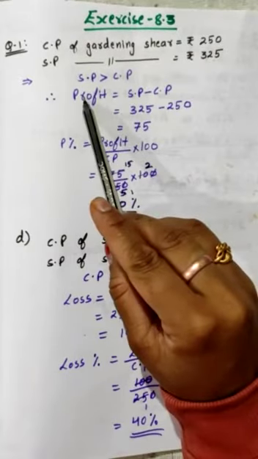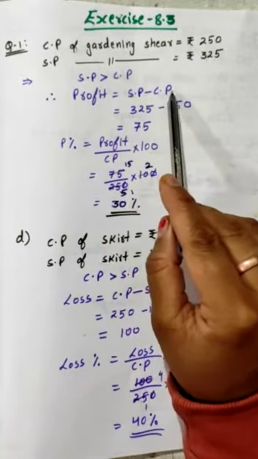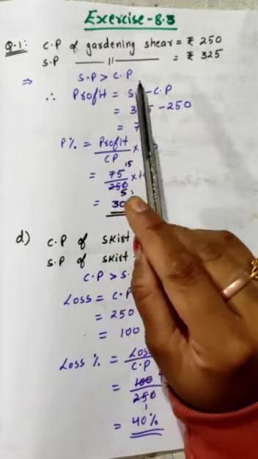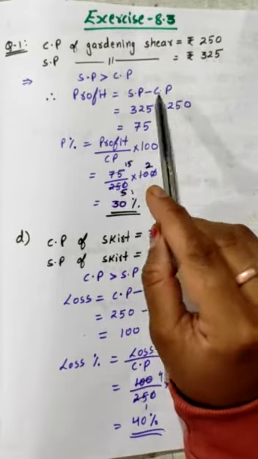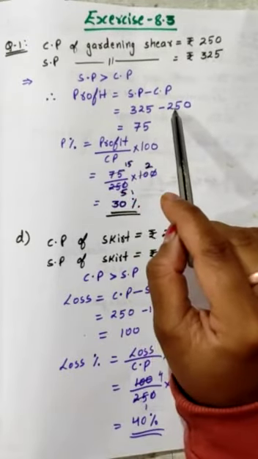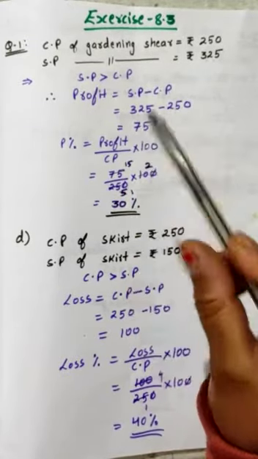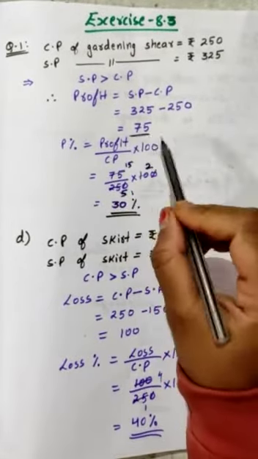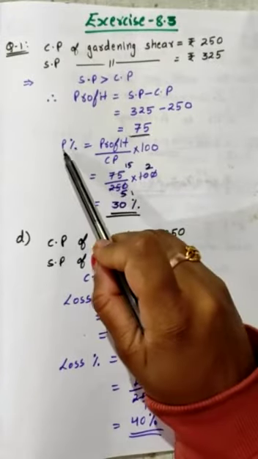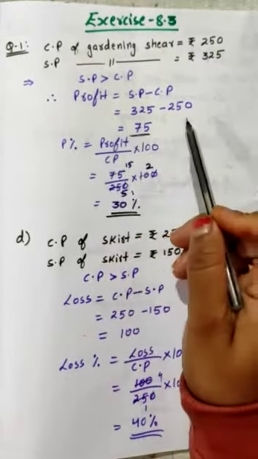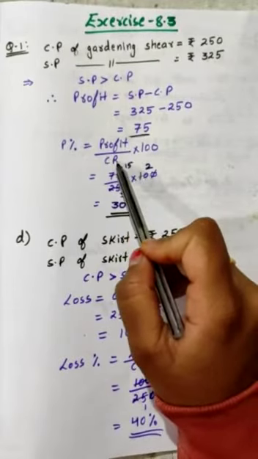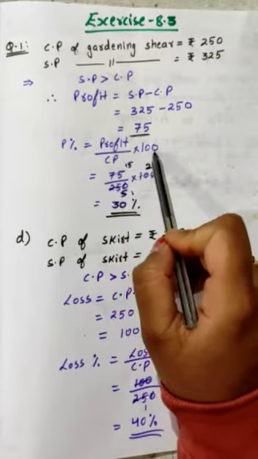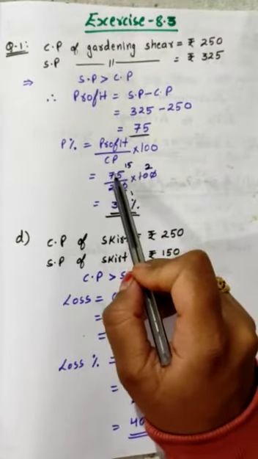So the formula for profit is SP minus CP, but here you have to find out the profit percent also. First we'll calculate the profit in rupees, which is 325 minus 250, so 75 rupees. This is the actual amount, but we want to calculate the percentage. The formula for profit percent is profit upon CP into 100, and if it is loss percent, then it will be loss upon CP into 100.